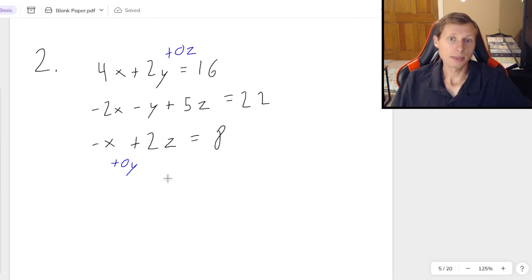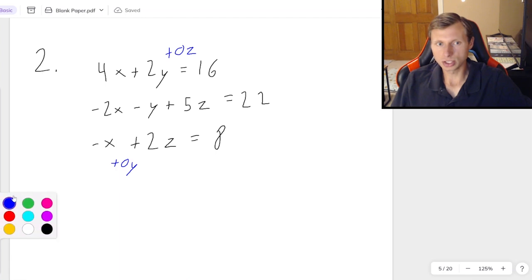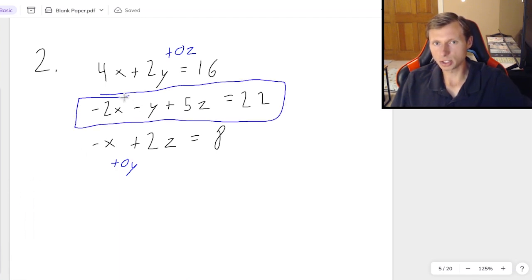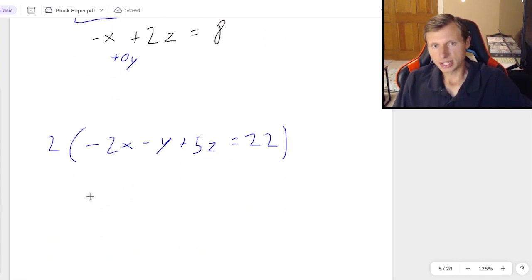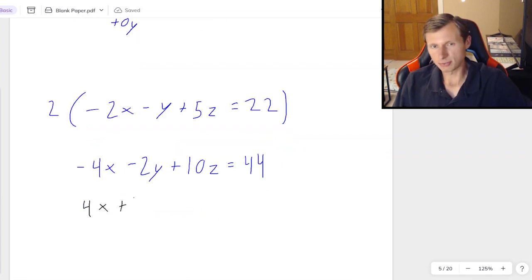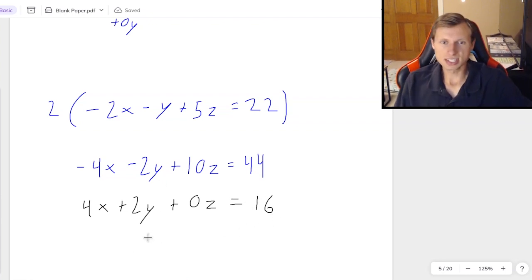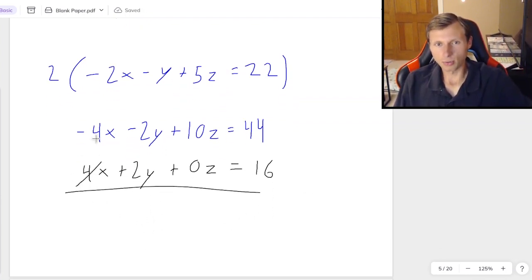Okay, so I'm going to try canceling out y, since y is already gone in the third equation, and all I need to do is multiply this second equation by 2 to cancel it out with the first one. So multiplying the second equation by 2, that's going to get me negative 4x minus 2y plus 10z equals 44, and then I'm just going to write the first equation right below that with the 0z right there. So this is nice. I got a 2 for 1 here because the 4x and the 2y both canceled out, and it looks like I have 10z equals 60.